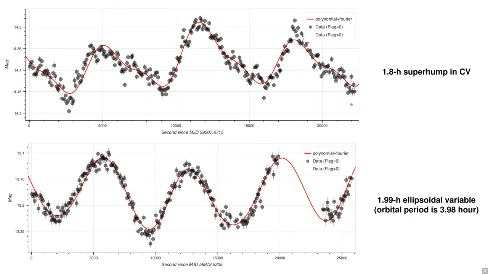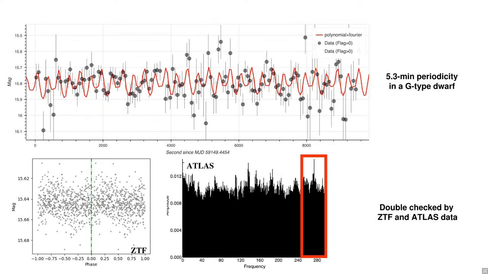And also we identified a 1.8 hour superhump in a CV and a 1 hour ellipsoidal variable. So you can see the light curve has been distorted by the companion star. And the most interesting one maybe is this G-type dwarf star. We identified a 5 minute periodicity. So that's very strange. Also, we checked ZTF and ATLAS data. We identify, so the 5 minute period does exist, okay?